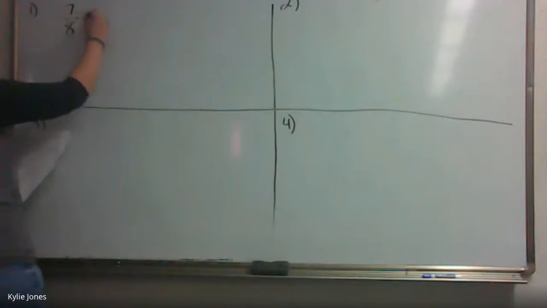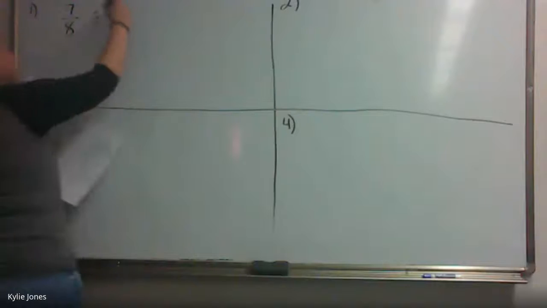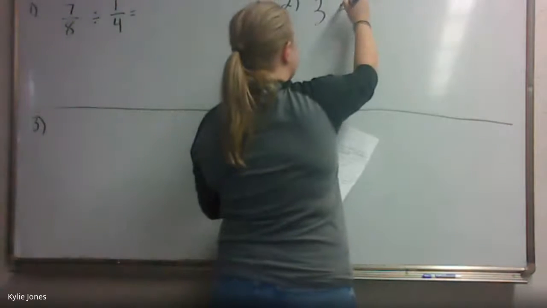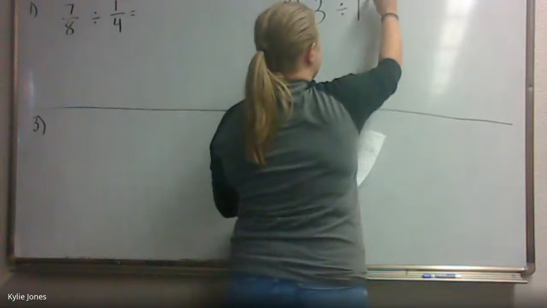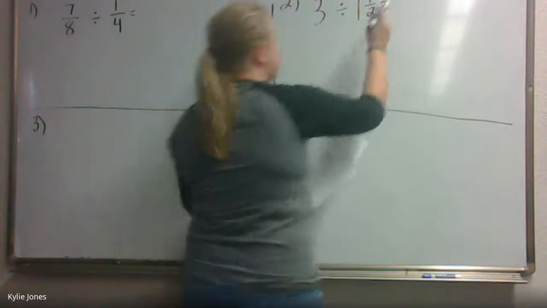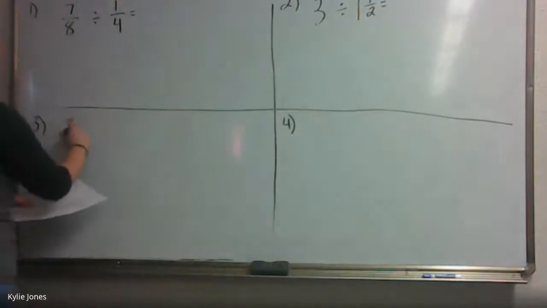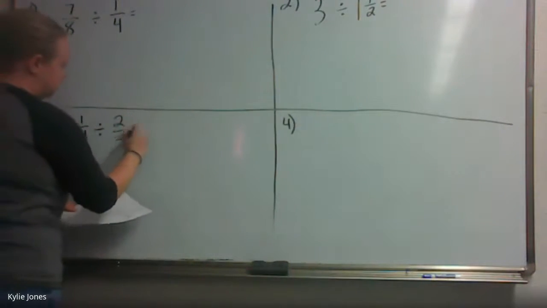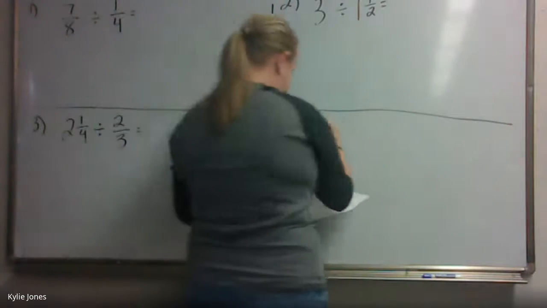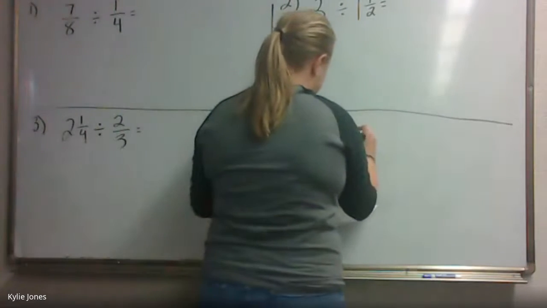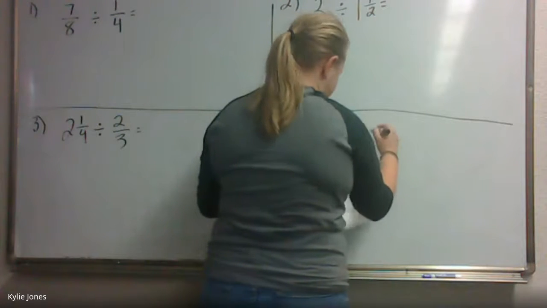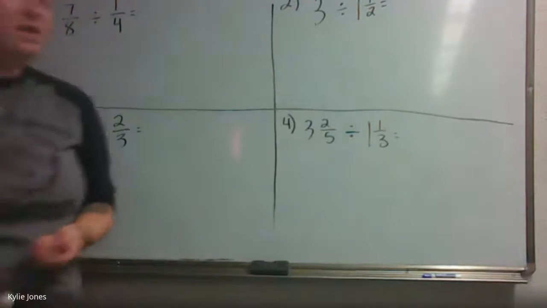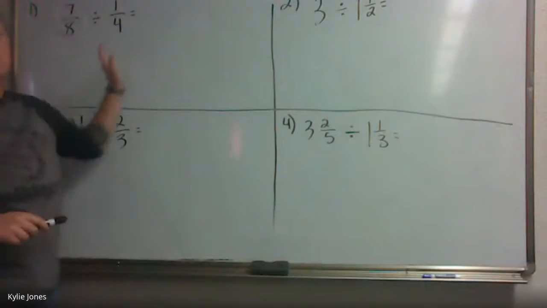So we have 7/8 divided by 1/4. Our second one is 3 divided by 1.5. Number 3 will be 2 1/4 divided by 2/3. And our last one is 3 2/5 divided by 1 1/3. Okay, so there's 4 problems on the board there. I'd like you guys to take about 5 minutes and just work on them.